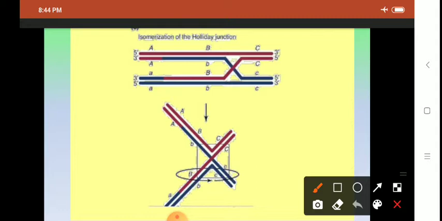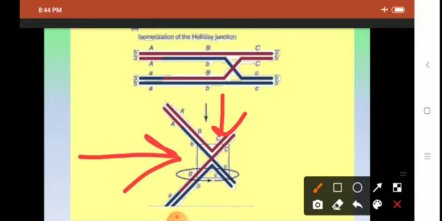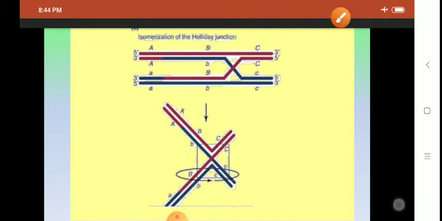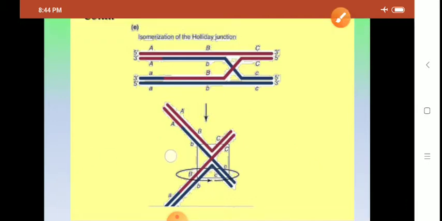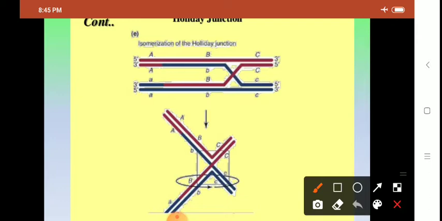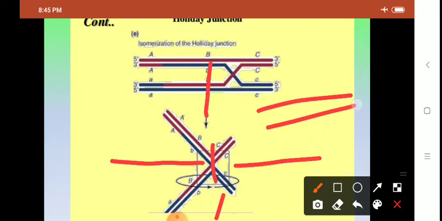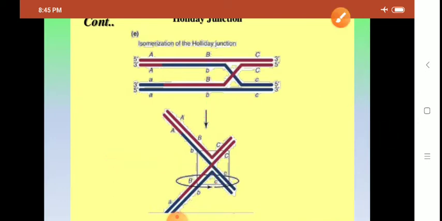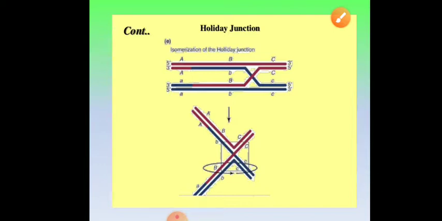Now the two duplex DNAs are going to separate. The Holliday junction is cut either in a vertical manner or in a horizontal manner, that is, in east-west direction or in north-south direction. It will be cut either like this or like this, and you will get two heteroduplexes. How does it happen? Let us study with the help of a diagram.